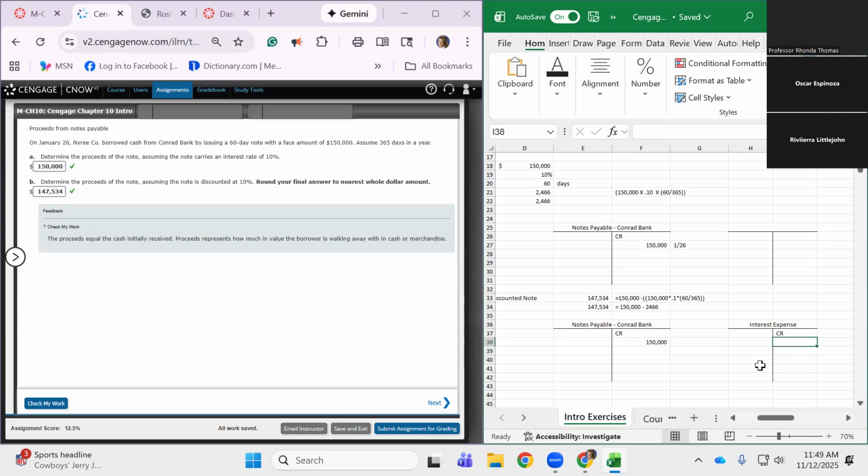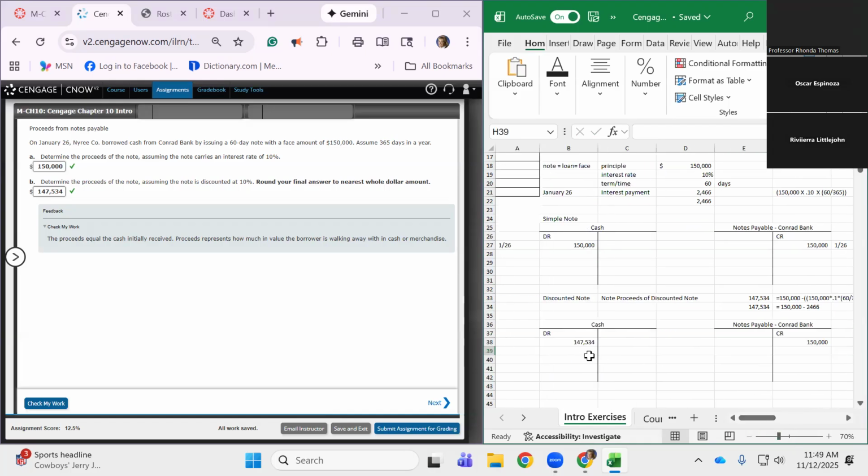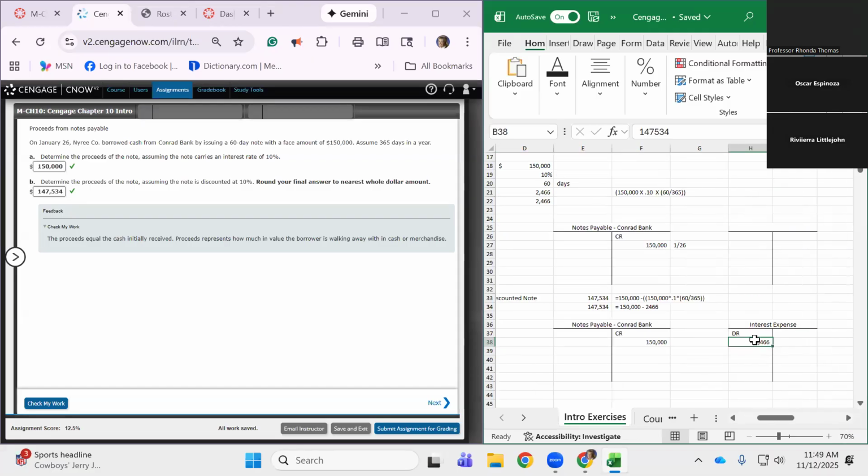And guess what? I have it on the wrong side because I was thinking of interest revenue. So let me try this again. Okay, let's see if we're working now. If we get $147,534 from a discounted note of $150,000, then at the same time we're getting the proceeds to make the journal entry balance, we're actually going to record the interest right away when the note is issued. Now I know they didn't go into all that, but they're just about to.